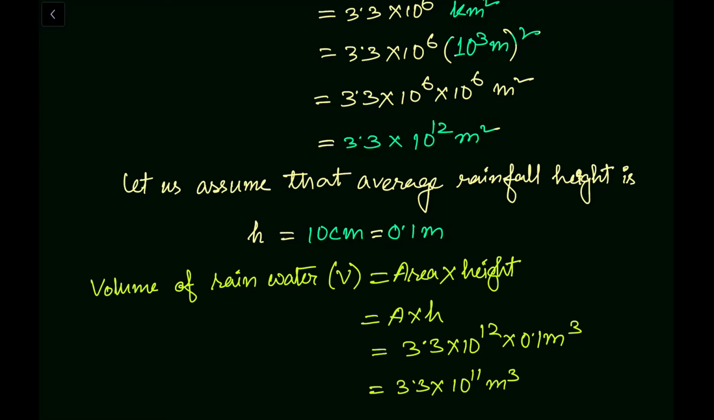Now the volume of the rainwater, volume means surface area into height. So here we have A into h. The A value we have obtained, and this small h value we have. So we have to multiply these two, and here we'll have 3.3 into 10 to the power 11 meter cube. So this is the volume of the rainwater.